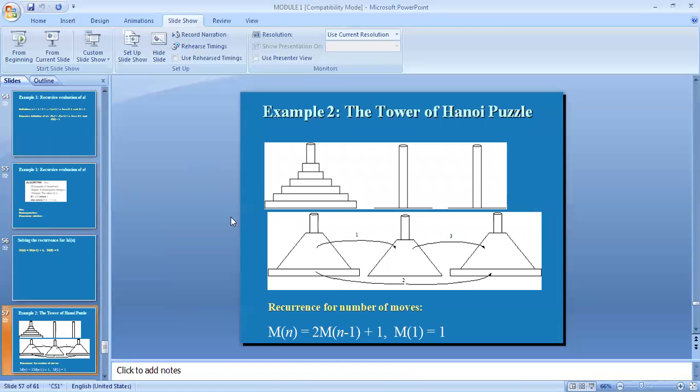Let us look at the simple Tower of Hanoi puzzle. It has 3 poles, and pole 1 has the disks, the biggest one, then the second biggest, third biggest, fourth biggest, fifth biggest, and the smallest one. Now we have to use the intermediate pole to bring these disks to the third one. So the recurrence for the number of moves is m of n is equal to 2 into m of n minus 1 plus 1. m of 1 is equal to 1.